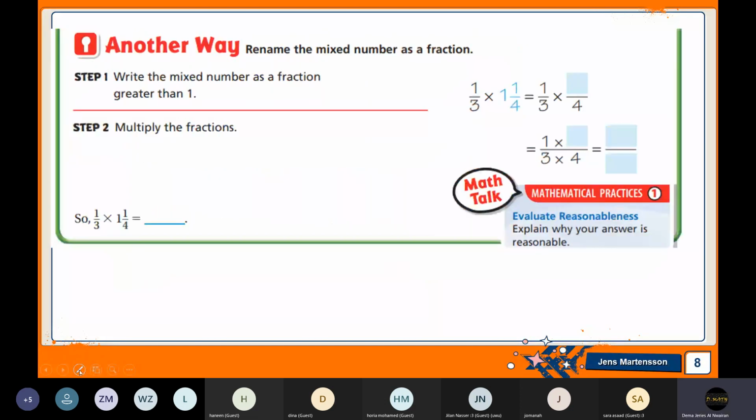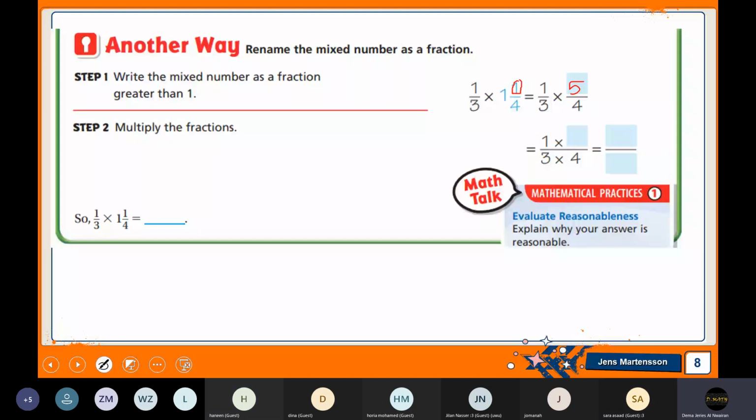Now, how to write it as a fraction? We have to multiply 1 by 4, the whole number, and then add the denominator. 4 plus what? 4 plus 1. Good job. So it will be 1 over 3 times 5 over 4.